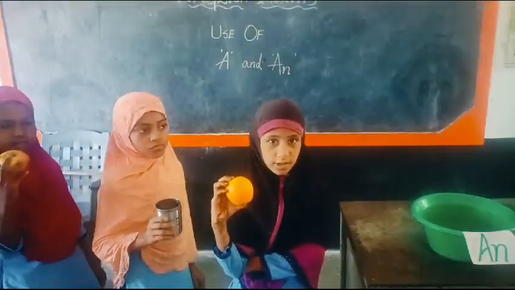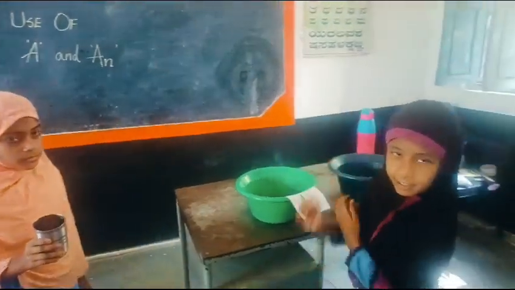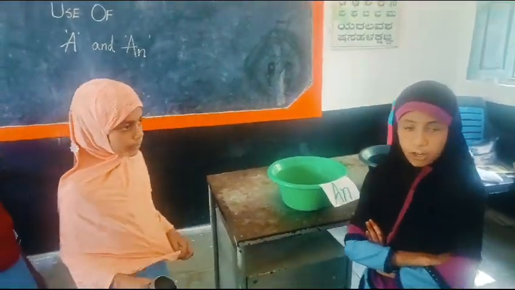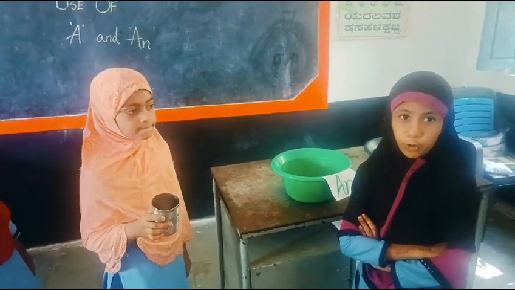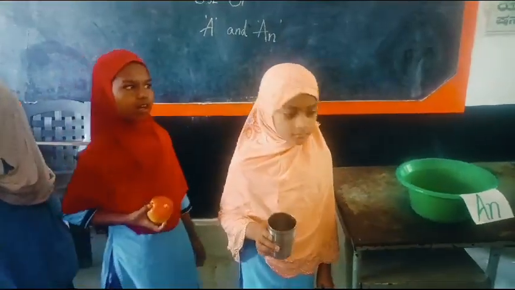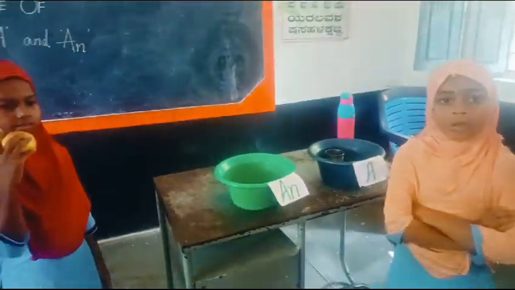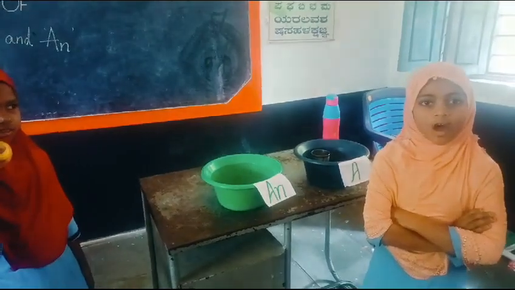What is this? Orange. And orange. Why are you putting it in an box? Because O is a vowel. Vowel, yes. What is this? Glass. A glass. Why are you putting it in a box? Because G is not a vowel.